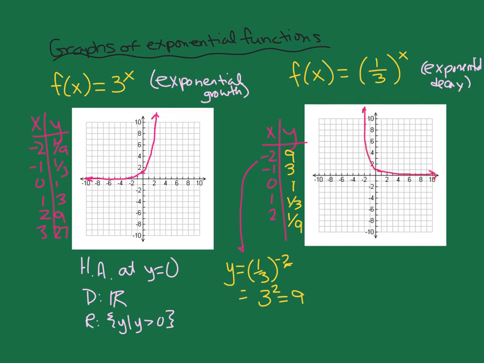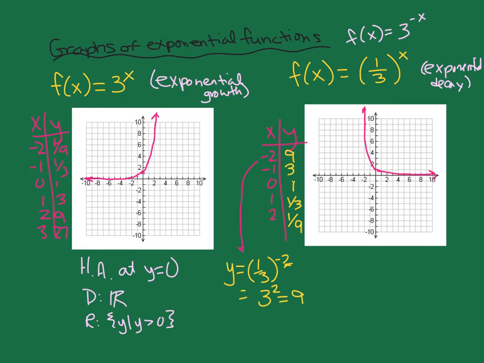And if you are really, really observant, you might realize that this function right here is actually the exact same function as f of x equals 3 to the negative x. So those are the same thing. That's why the two functions are reflections of each other, because they're the same thing. It's just that there is a reflection over the y-axis.